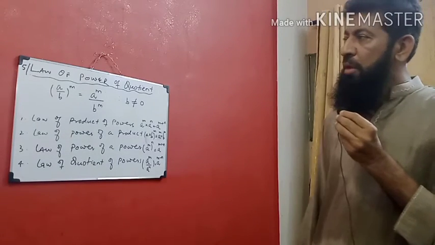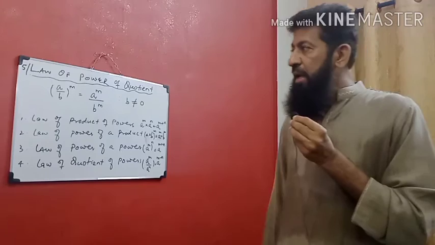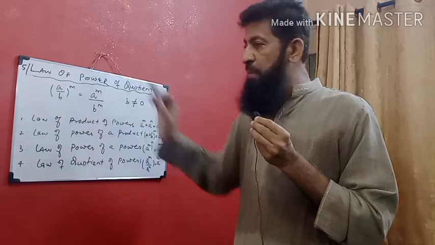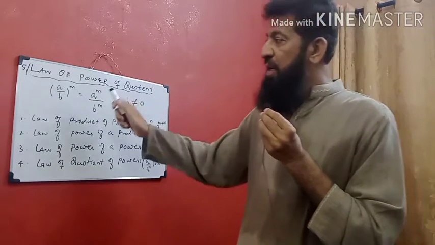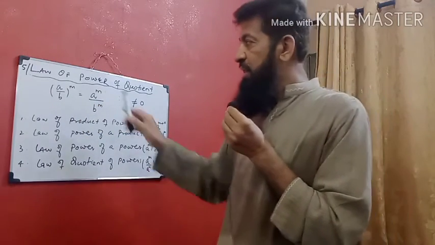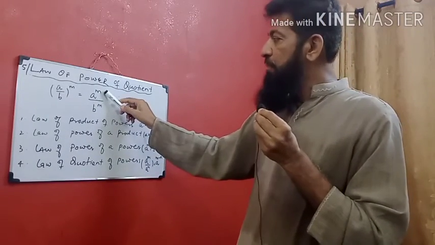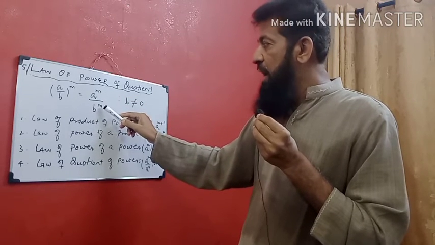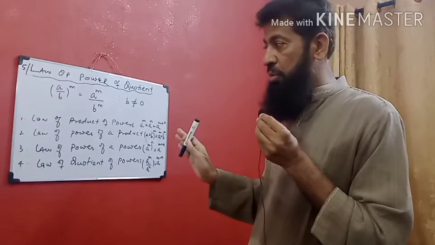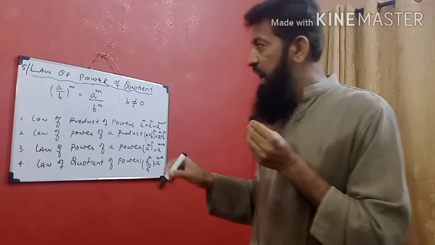But now the 5th law, the law of power of the quotient. In this type of quotient, a upon b, the numerator and denominator have different bases, but they have the same power. In this case, a raised to power m divided by b raised to power m, but b is not equal to 0. This is the law we will discuss today and understand with some examples.